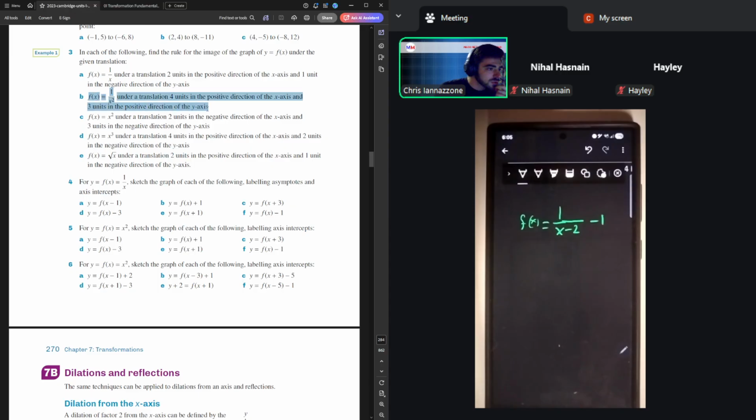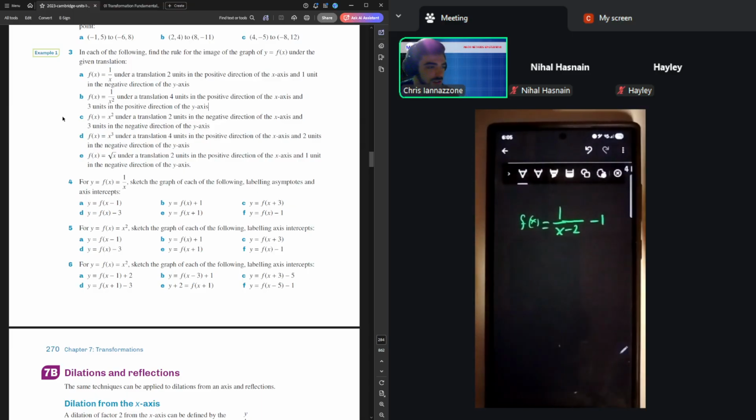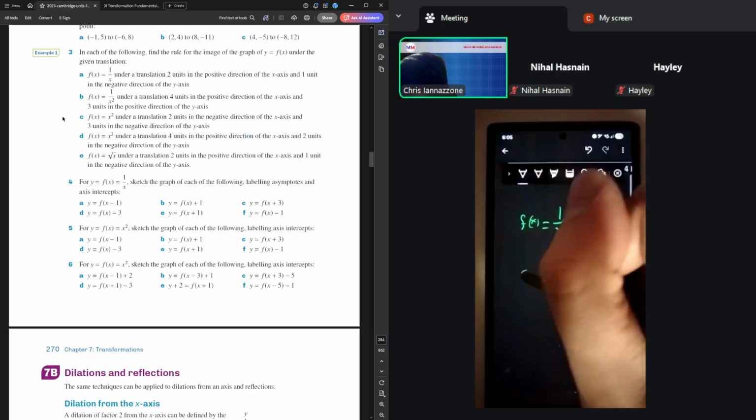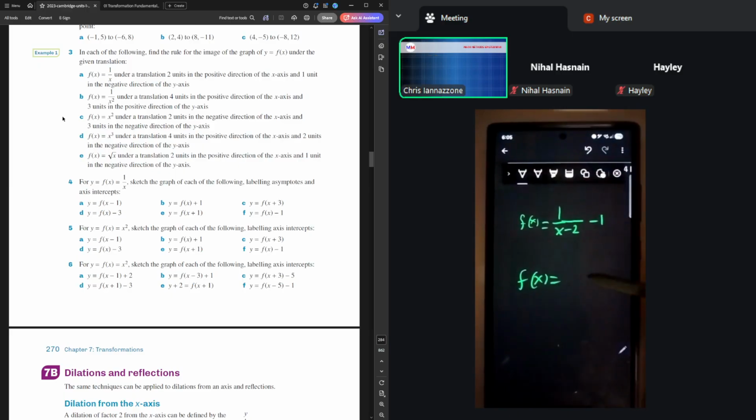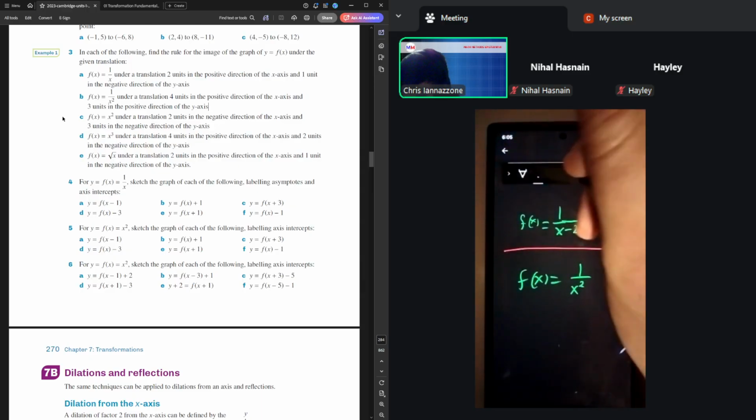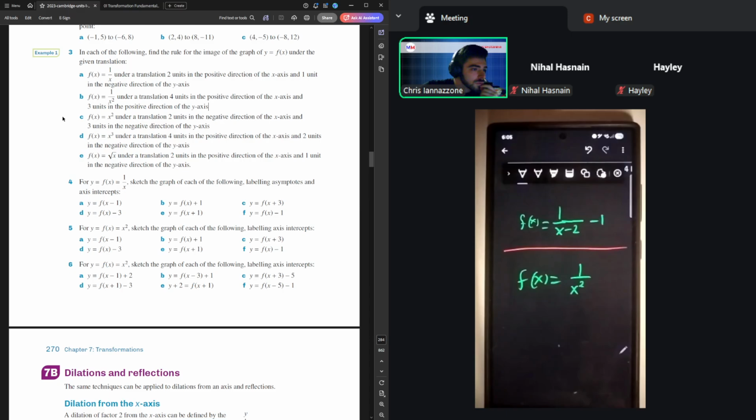Actually, part B won't be too bad. Yeah, why not? Part B. So same thing, but now we're doing the truncus. F of x is 1 over x squared. So in this case, we have 4 units positive x, 3 units positive y. What's that going to look like?